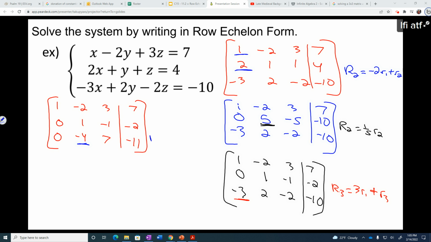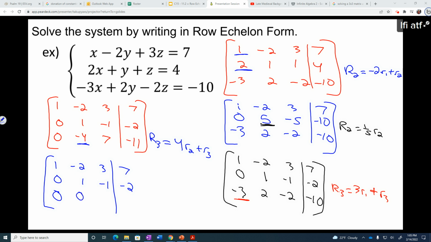So we're going to be doing our R3 equals, and this time we're going to use row 2 because it has a 1 right above it. So it's going to be 4, which is the opposite sign. 4R2 plus R3. Keep the first 2 rows. This will stay 0. 4 plus negative 4 is 0. Negative 4 plus 7 is 3. And then negative 8 plus negative 11.